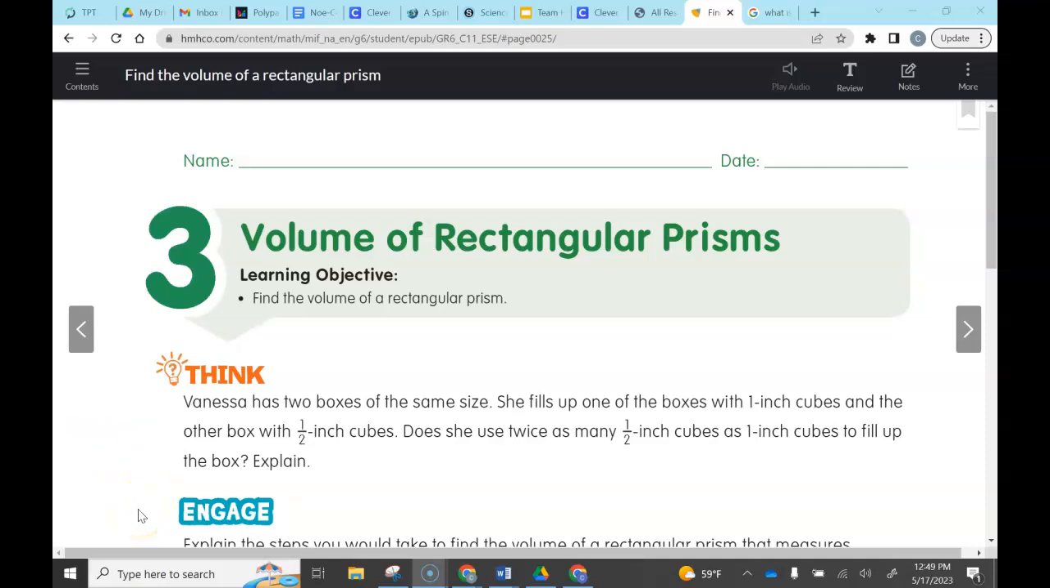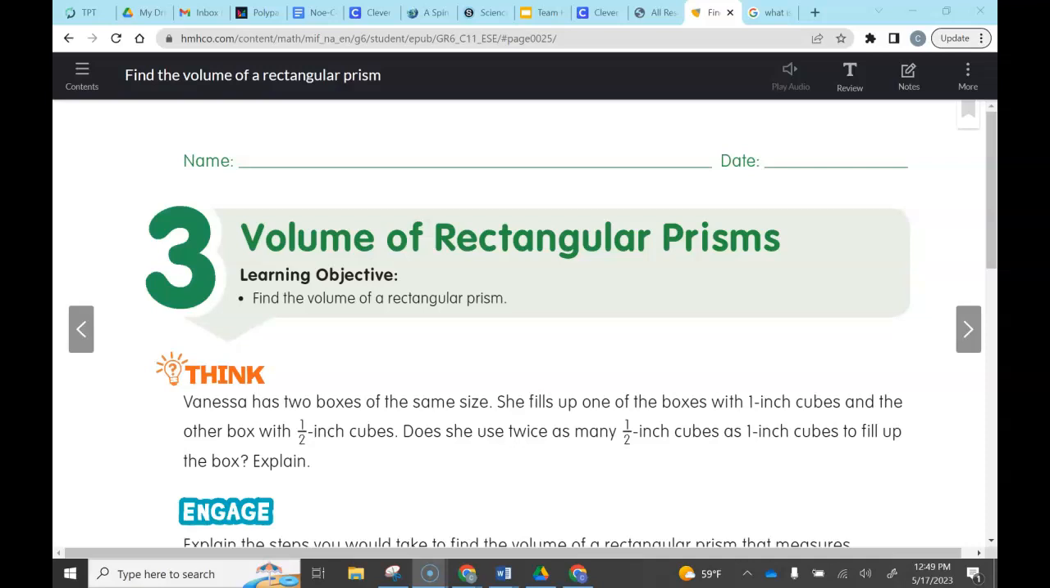Now, finding the volume of a rectangular prism is fairly easy, and there's a formula for it. Volume equals length times width times height, and that's how you find the volume of a rectangular prism. We're going to do a couple of these problems together.